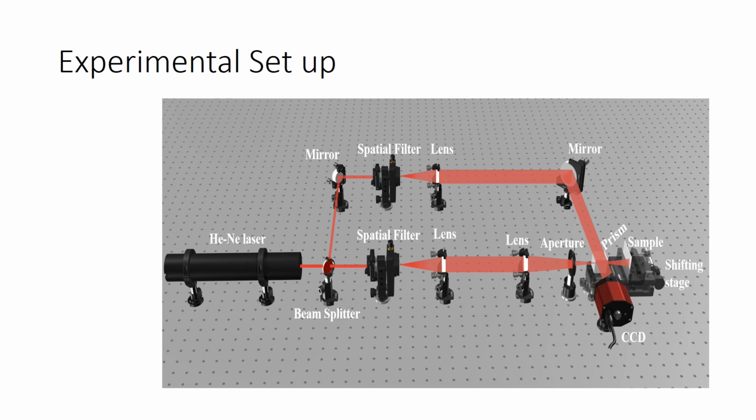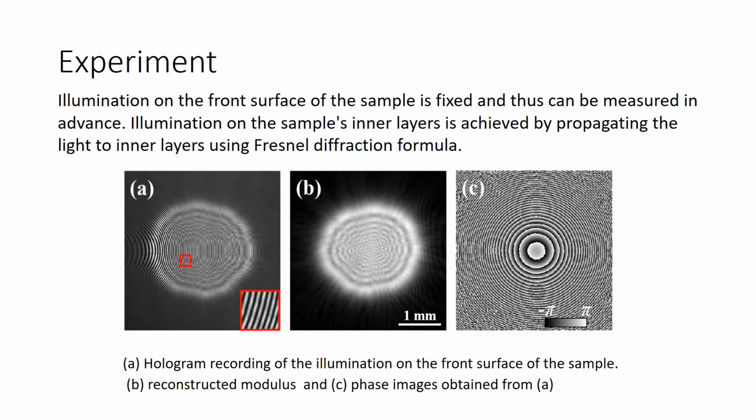And here the sample is fixed on a shifting stage, and it equidistantly shifts in the x direction. And we can obtain the illumination on the front surface using a reflecting surface. So this can be done in advance. And the illumination on inner layers can be achieved by propagating the light to the inner layers using the Fresnel diffraction formula.